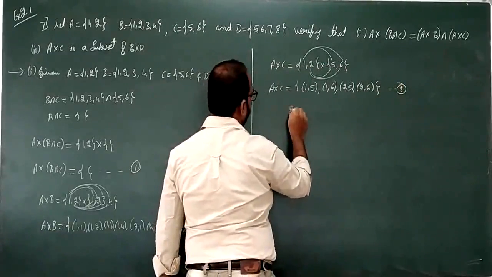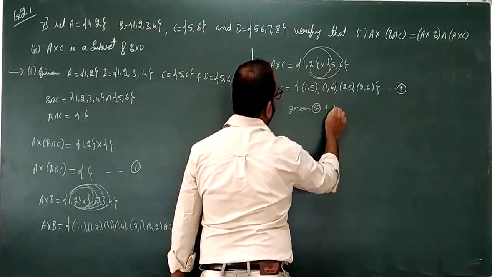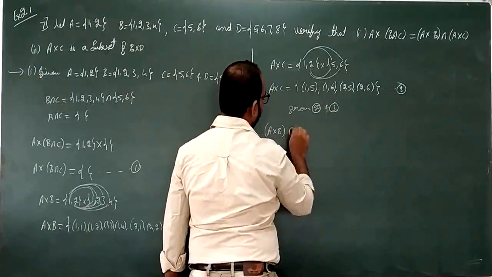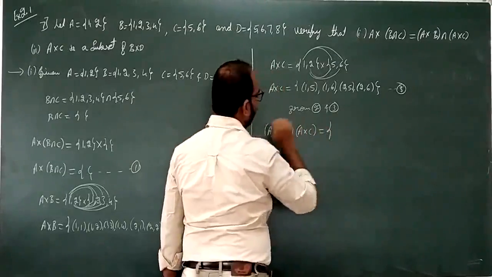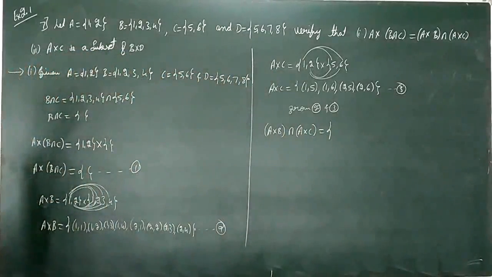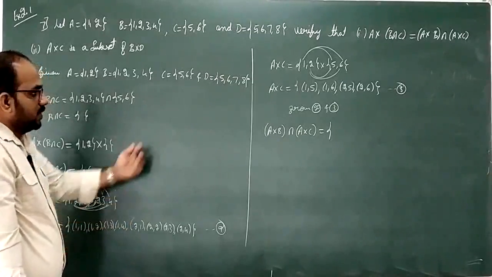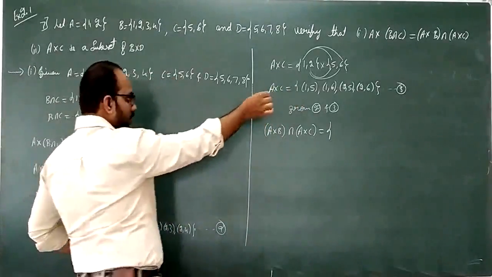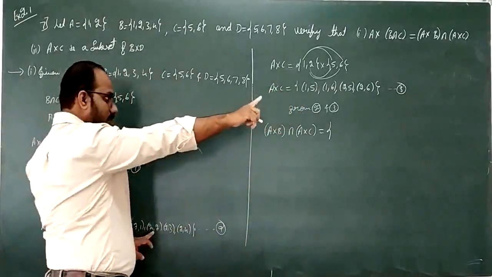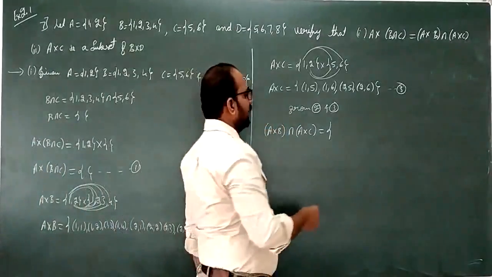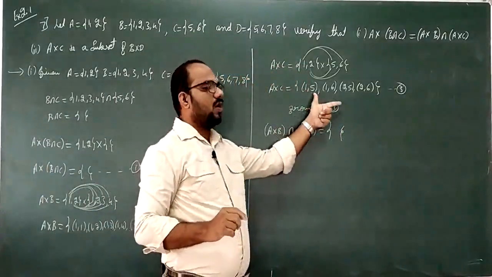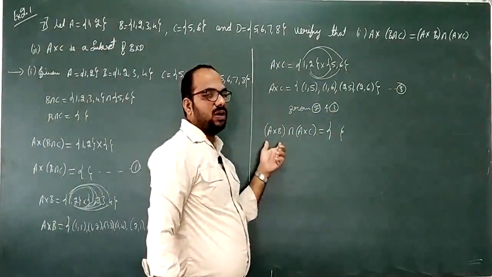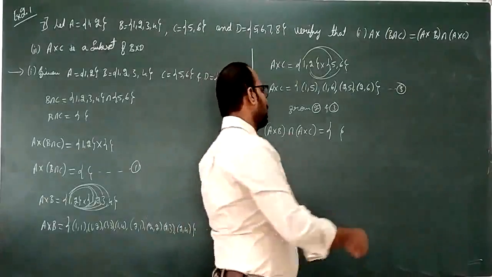From equation 2 and 3, the intersection of the Cartesian product of A and B and the Cartesian product of A and C. Let us see which ordered pairs are common in A cross B and A cross C. Here 1 1 is there, there 1 1 is not; 1 2 is there, 1 1 is not; 1 3, 1 4 not there; 2 1, 2 2, 2 3, 2 4. There are no common ordered pairs between the Cartesian product of A and C and the Cartesian product of A and B. Therefore the intersection is null. This is called equation 4.